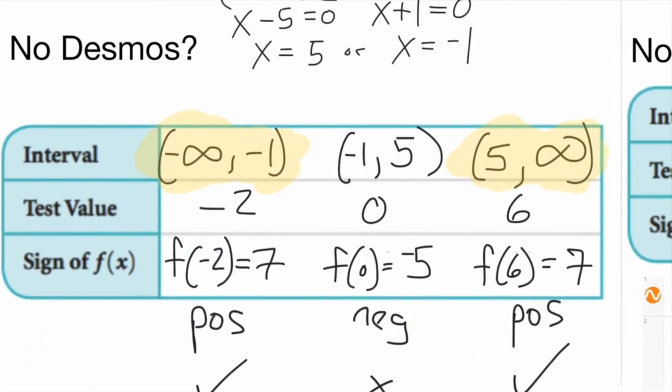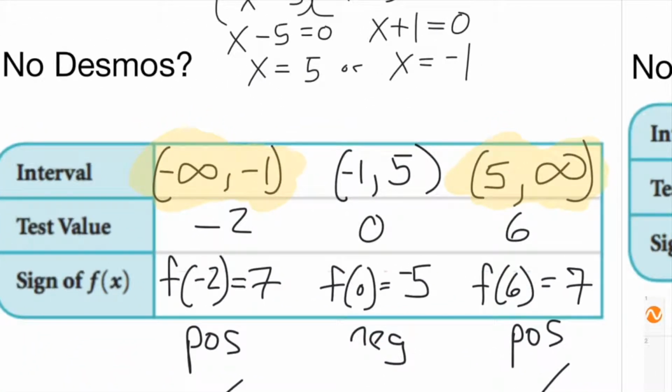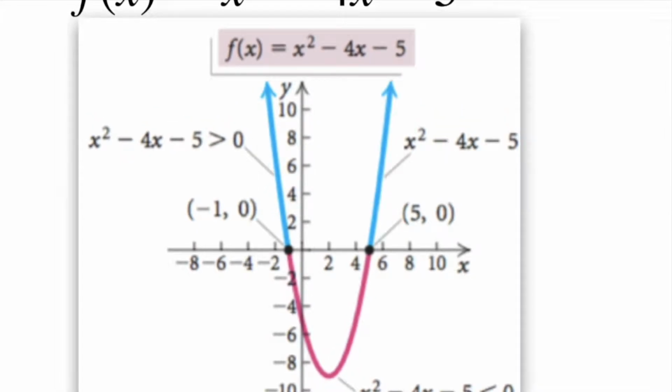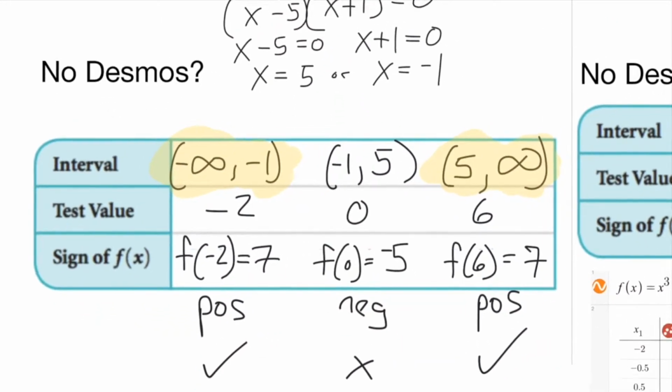Then what you're going to say is, well, if it crosses the x-axis at these 2 points, 5 and negative 1, then there's basically 3 options: everything to the left of negative 1, in between negative 1 and 5, and after 5. The intercepts break up the graph into 3 distinct regions. 1, 2, 3. However, we don't have the graph.